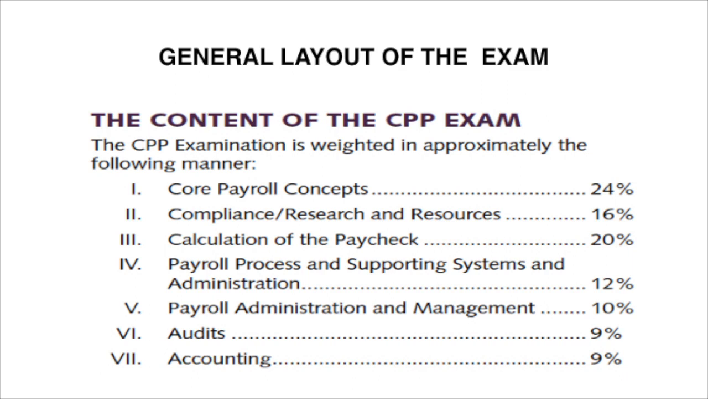The calculation questions will be spread out through your whole CPP syllabus. So it's a big chunk of the exam will be on calculations. About 23 questions will be on payroll processes and supporting systems and admin. 19 questions will be on payroll admin and management. The audit and accounting will have 9% each, meaning about 17 questions on each of these topics.